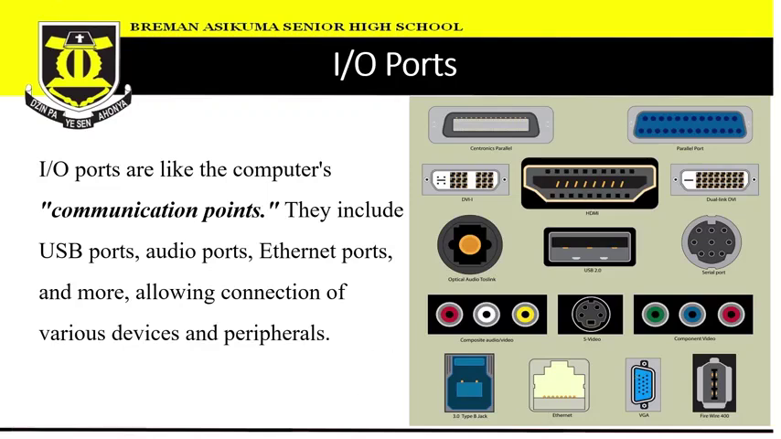So all these input and output ports that we have here serve as a communication point that allows external devices or peripheral components to communicate with the system unit or with the computer itself.